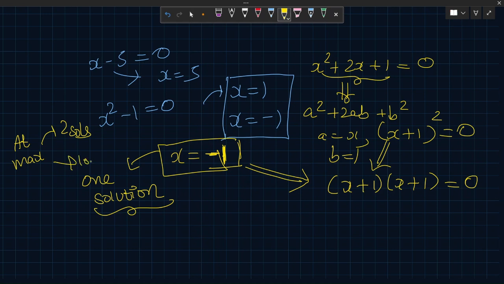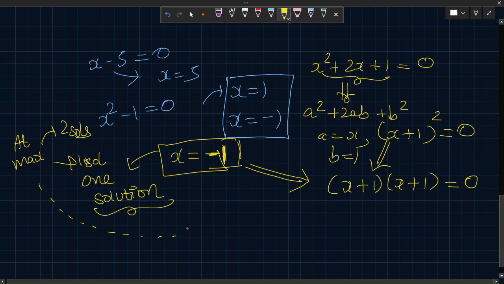It can have one solution. We'll go further in this lecture, or maybe this will be a two-part lecture. So in the next lecture, we'll look at quadratic equations that have no solutions.